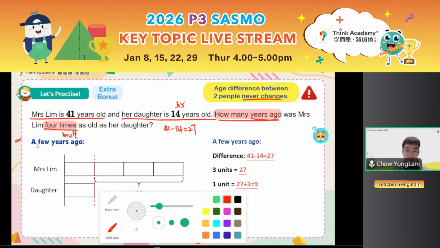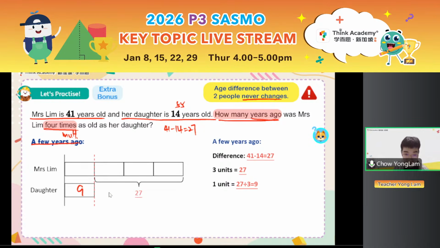That means a few years ago, the daughter is 9 years old. And Mrs. Lim is 9 times 4, 36. Okay. Does that mean the answer is 9 though? Now you found 1 unit. Remember what teacher Yonam said. After you find 1 unit, can you just answer, oh, the answer is 9?